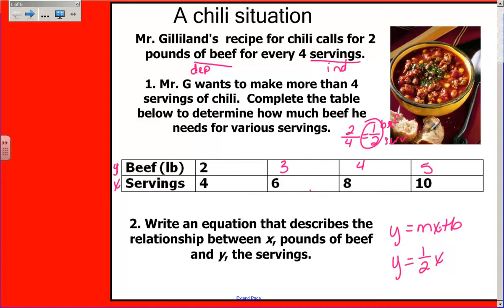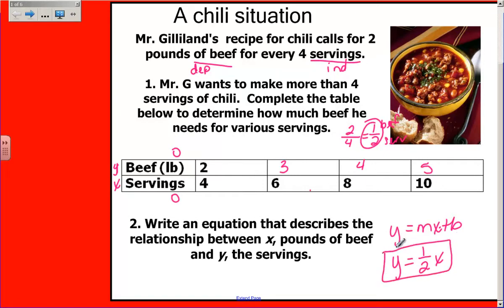Now let's think about this. My y-intercept or my B has to be where I have 0 servings. And if Mr. G is going to make 0 servings of chili, how much beef does he need? He needs 0 pounds of beef. And so I'm just going to have a plus 0 here, and there's no reason to write it. So this is my equation.